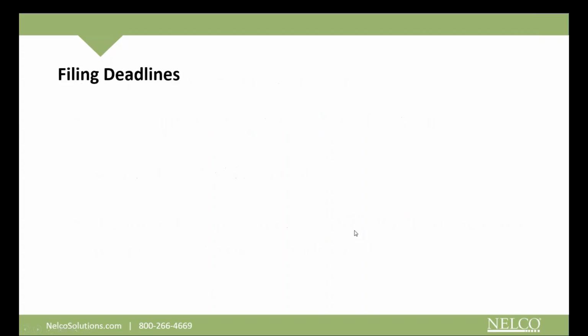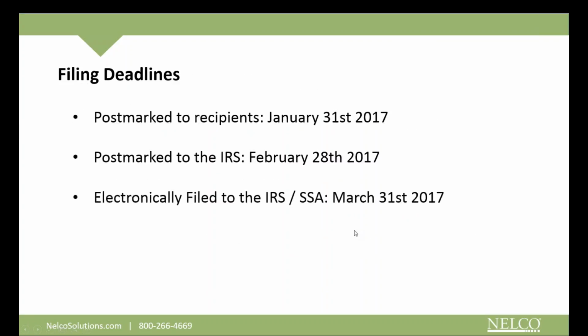For those of you who don't know, the filing deadlines for W-2s and some 1099 miscellaneouses changed this year. This is to prevent some fraud inside of the IRS. Basically, if you look at these 3 possibilities, first one, it has to be postmarked out to the recipients. Second one, it needs to be either postmarked to the IRS or electronically filed to the IRS. One or the other of these, whether it's February 28th or March 31st for e-file. For W-2s, all 3 of these dates are January 31st. For 1099 miscellaneouses with information in box 7, all of these dates are January 31st.